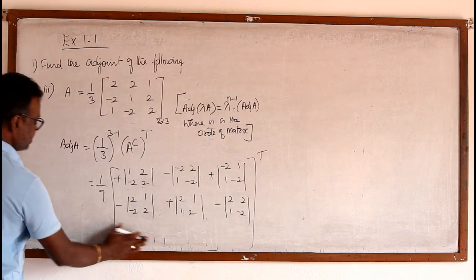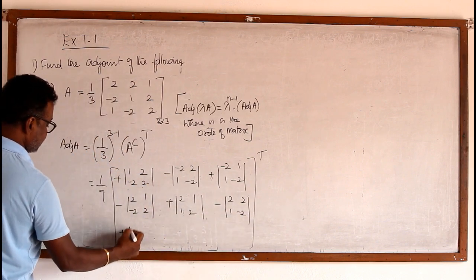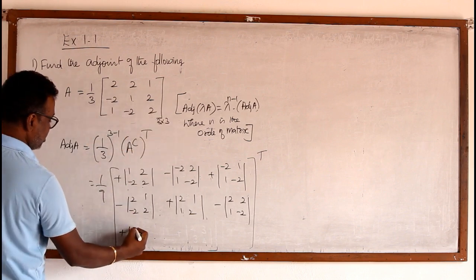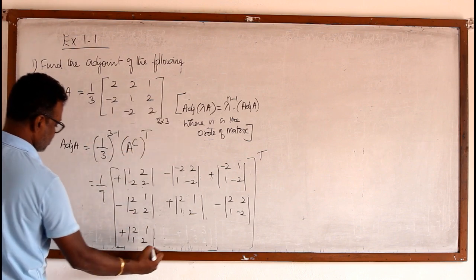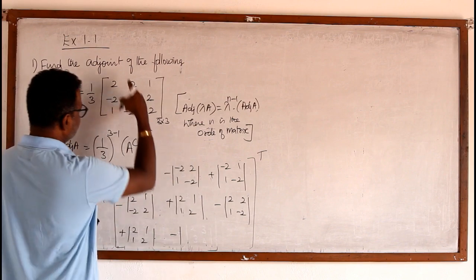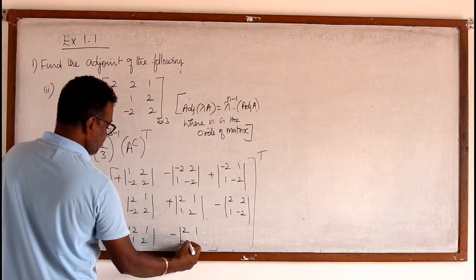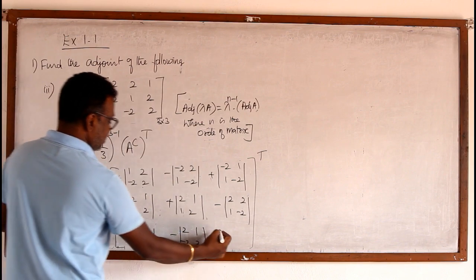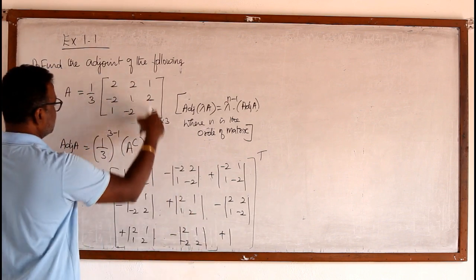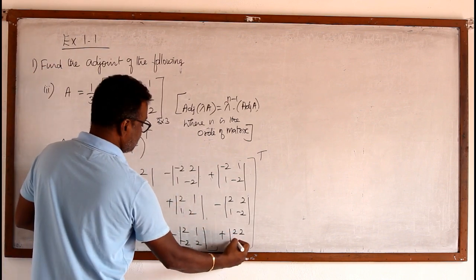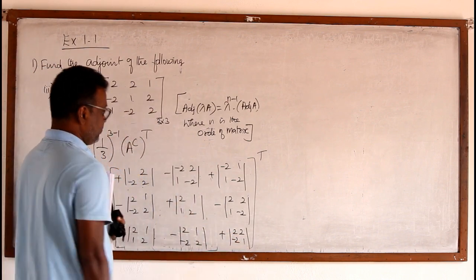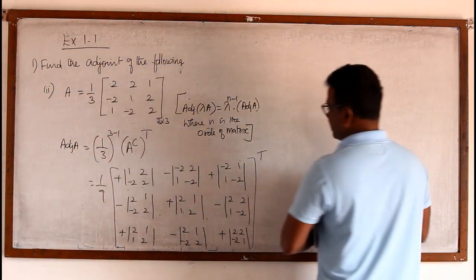For the third row, it is plus. Omit this row and column, you will get 2, 1, 1, 2. Minus. The next one, it is 2, 1, minus 2, 2. Then for the third one, it is 2, 2, minus 2, 1. That's all. We have to simplify this.